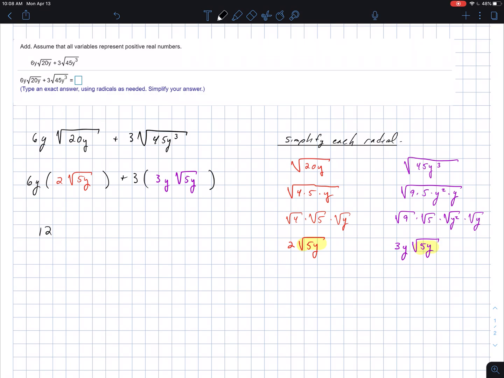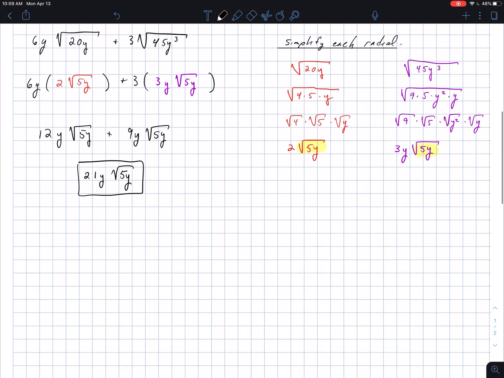So this becomes 12y root 5y plus 9y root 5y, which tells us that this should be 21y root 5y. You guys okay? So what we're looking for is the combination, simplification, and the process there. So you have to simplify each radical first, and that makes the process much easier to work out.